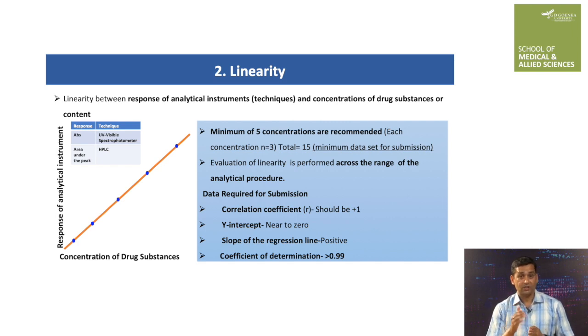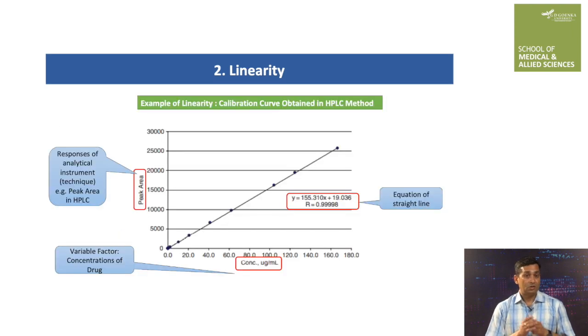Now the question is how we can get these data. The answer is the straight line equation. In the coming slide, I will talk about this straight line equation. This slide shows an example of linearity through a calibration curve obtained in an HPLC method. This curve shows the different concentrations of the drug on the x-axis as the variable factor, while peak area is taken on the y-axis as a response of the analytical instrument, which is HPLC.